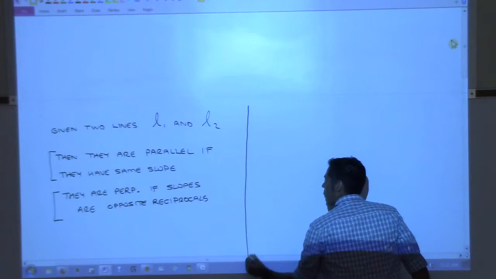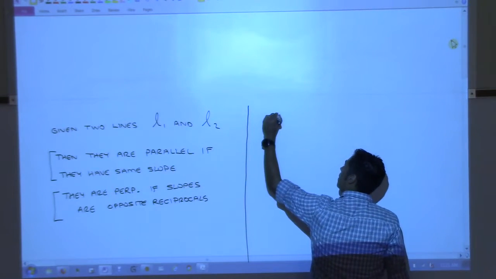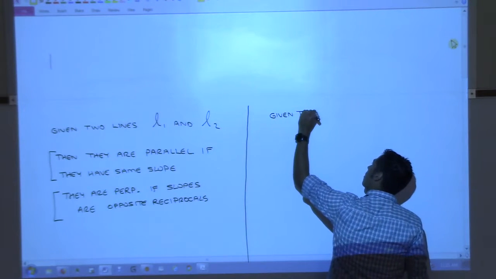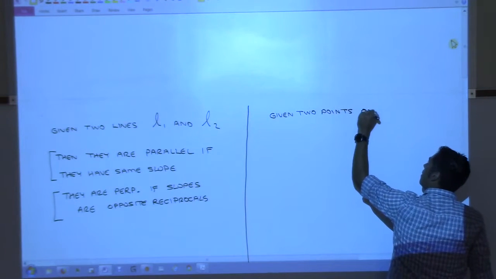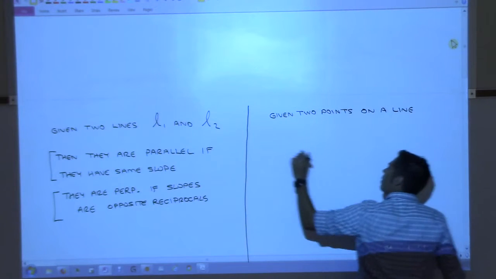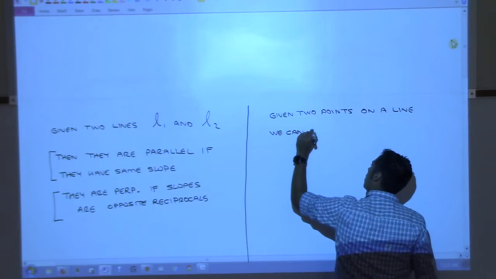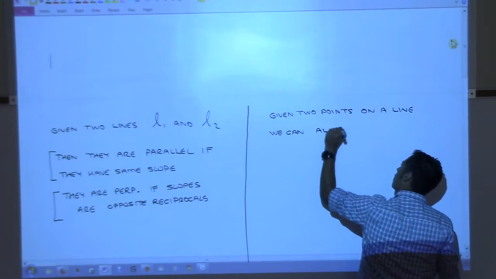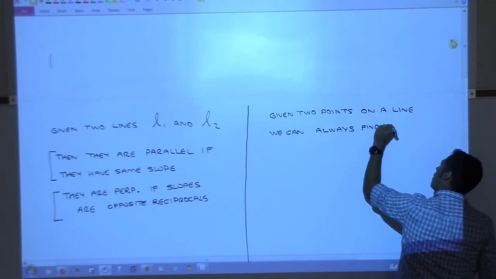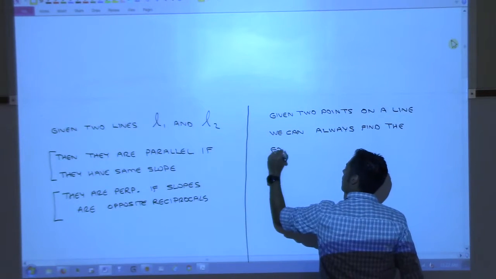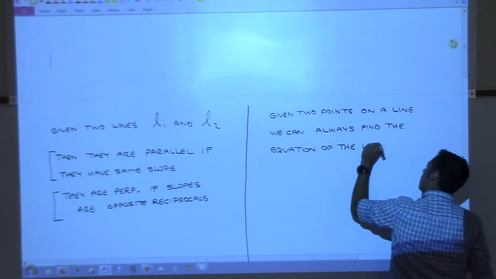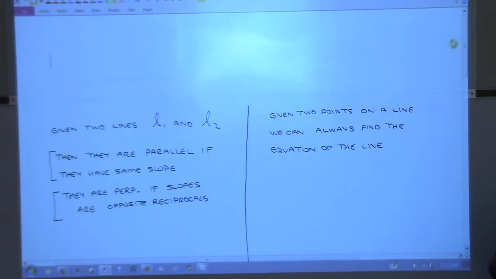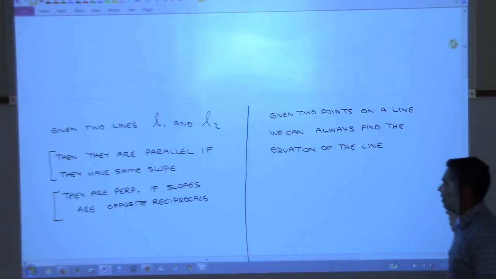So we start out with this idea. Given two points on a line, we can always find the equation of the line. Somebody gives me two points on a line, I can always find the equation of that line. And here's how we do it.